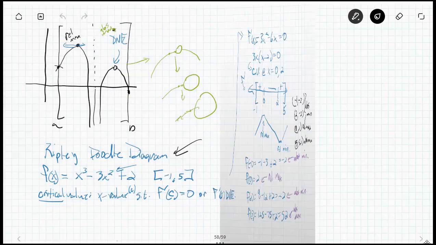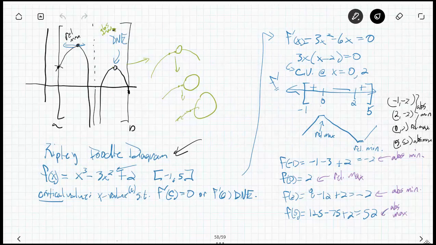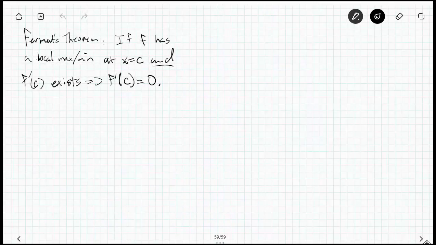There's no guarantee. Remember this one right here? This was an absolute max, right there. But the derivative didn't exist, so I can't invoke Fermat's theorem. That's not his last theorem, let's not confuse that. All right, basically all this says is, hey, guys, this is probably hundreds of years old. Well, anyway, it doesn't matter.